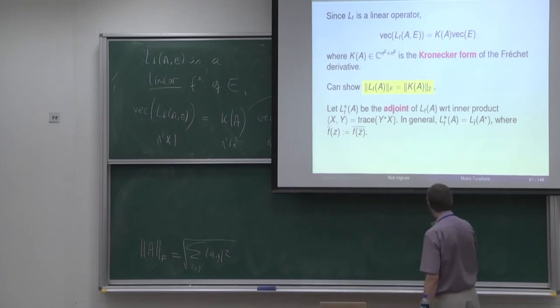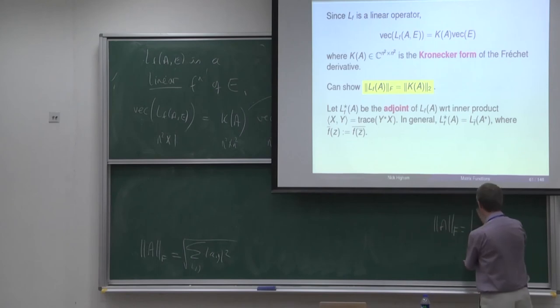And the key relation you need to use, in case you haven't realised, is that the Frobenius norm of A is the same as the 2 norm of Vec of A.